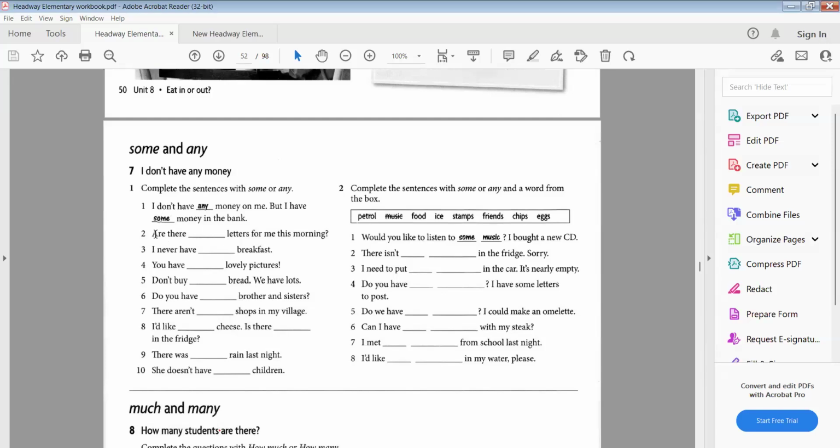I'll do number 2 for you, and then you can start from number 3 to 10. Are there some letters for me? No, this is the question. So are there any letters for me this morning? Because we said when we make a question, we use any. According to these two answers, you can continue from number 3 to number 10.